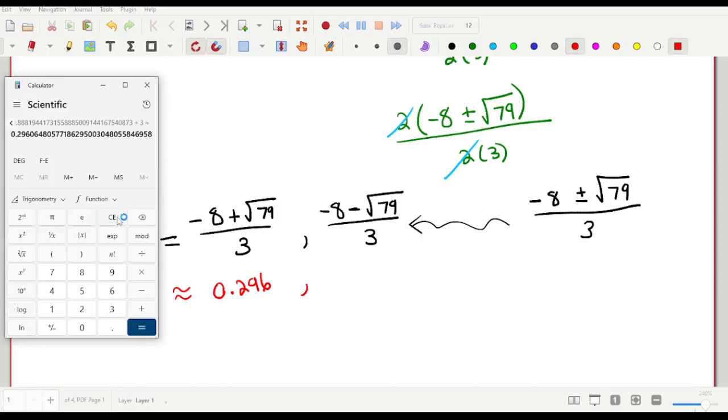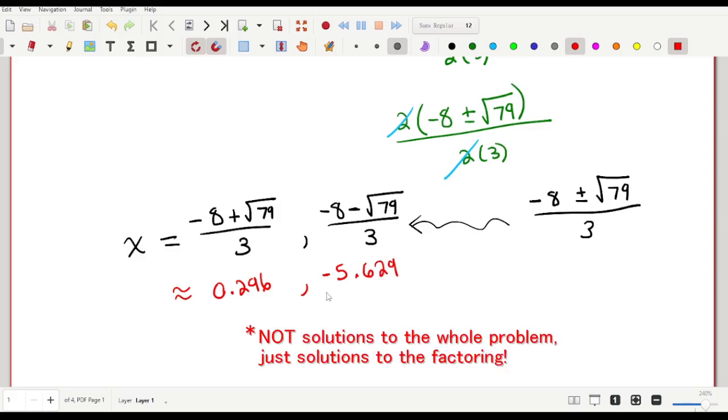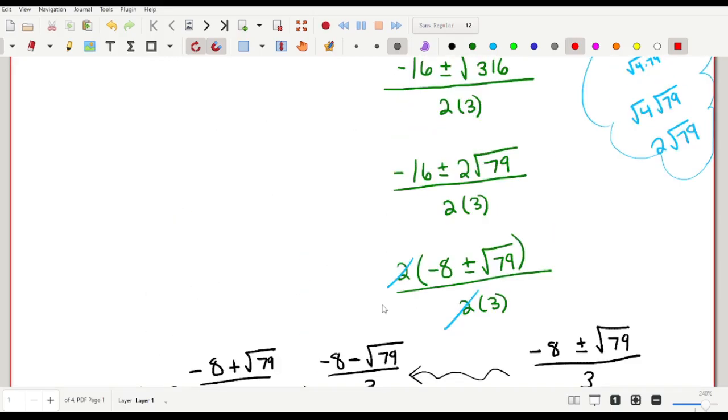This calculator is pretty painful. I think that's how to use it. So now we do 8 negative minus 79 square rooted. Hit the equals button there, and then we're going to divide by 3. Okay, -5.629. So those are my solutions. I probably should have written them in reverse. We usually like the negative one to go first, but that's okay.